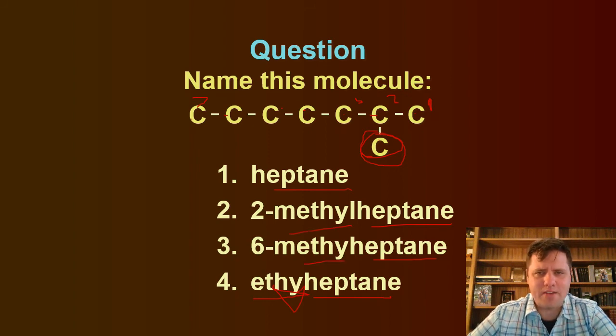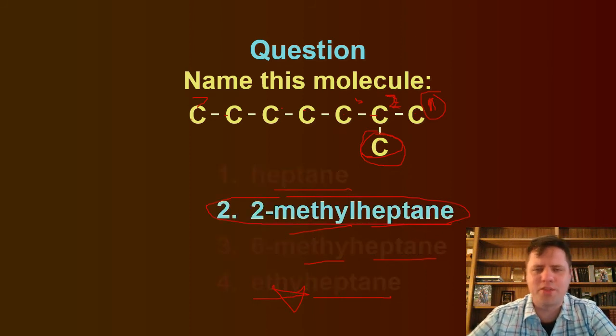And now the last thing we just have to ask is, where is it located? Remember, we start our numbering with the side closest to the offshoot group. So this should be the second carbon. We start from this side, number 1. So that means it's closest to this side, so it's actually 2. So we're looking at this answer. It should be number 2, 2-methyl heptane.